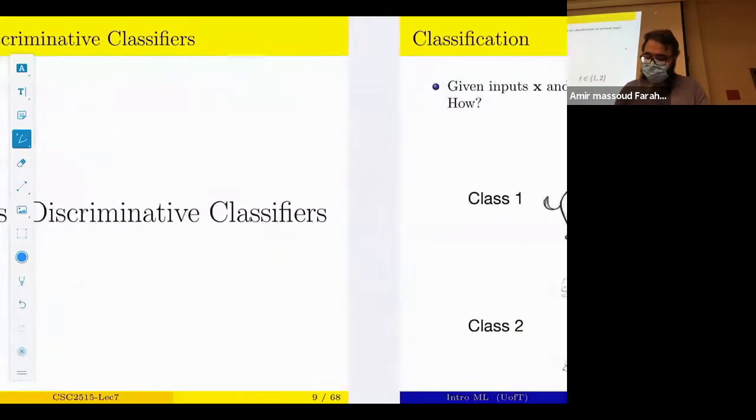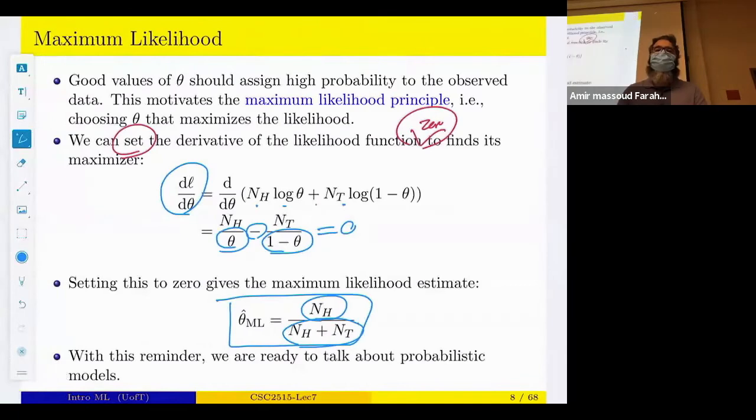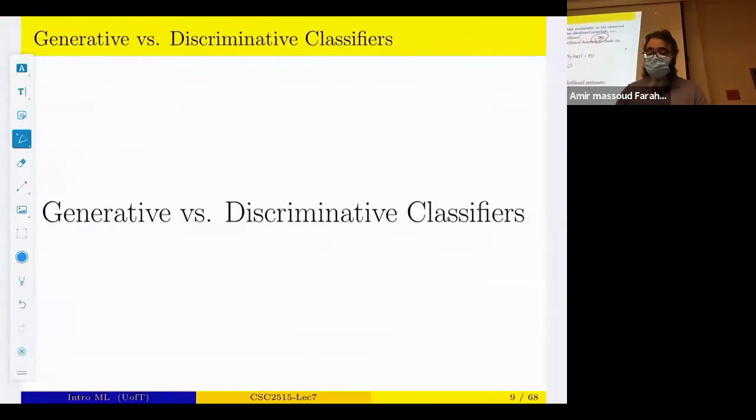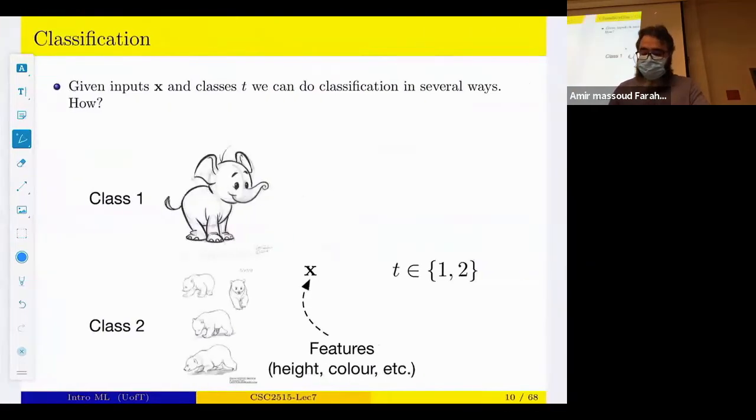Okay, so with this, we can now start talking about our probabilistic models. The first important part of this lecture is about generative versus discriminative models, and especially classifiers. So what does it mean? Let's go back to the classification problem that we have seen many times already. We have an input X and classes T, and we want a classifier to do classification based on X.